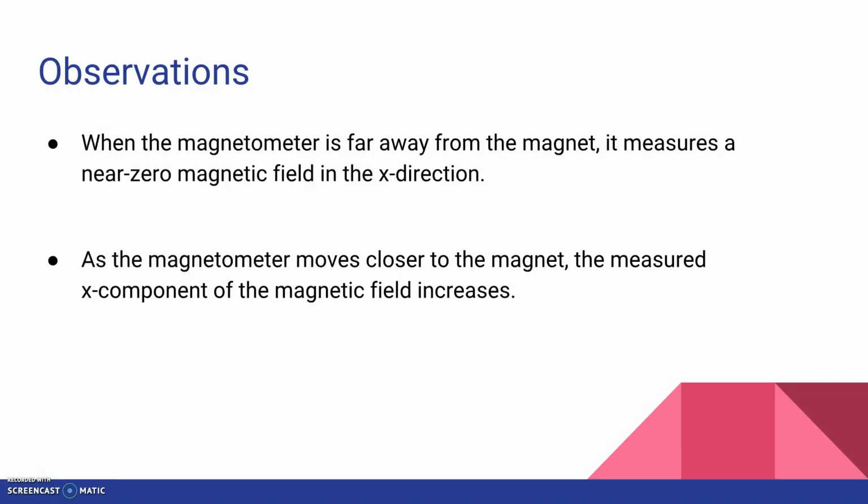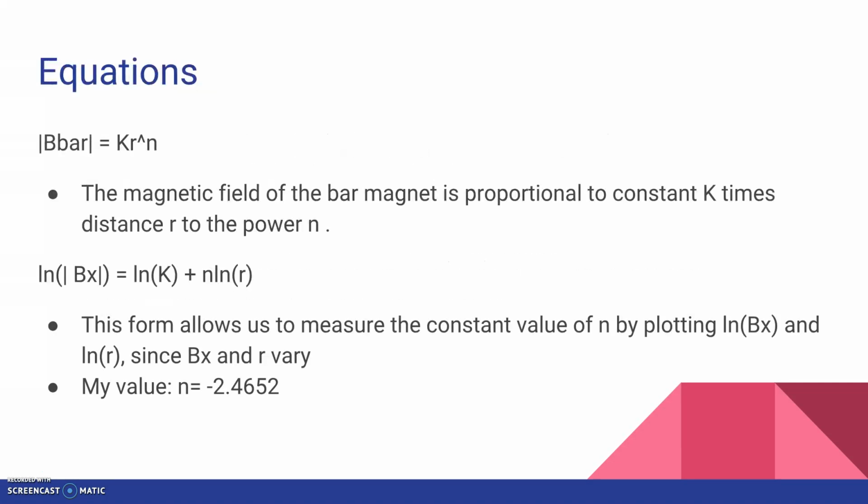What I observed was that when the magnetometer is far from the magnet, it measures a near zero magnetic field in the x direction. And then as the magnetometer moves closer to the magnet, the measured x component of the magnetic field increases. The equation I used is seen here with the B bar.